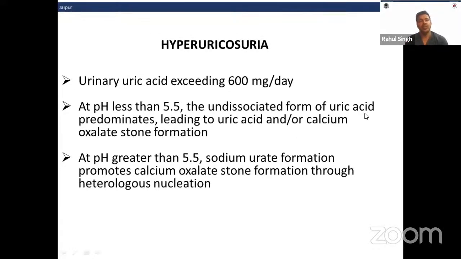Hyperuricosuria. Urinary uric acid exceeding 600 milligrams per day. At pH less than 5.5, the undissociated form of uric acid predominates, which leads to uric acid and/or calcium oxalate stone formation. At pH greater than 5.5, sodium urate formation promotes calcium oxalate stone formation through heterogeneous nucleation.